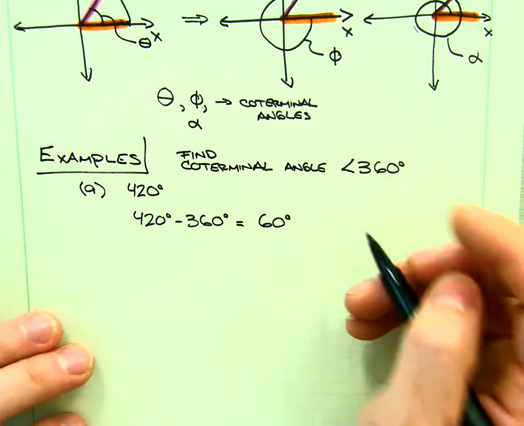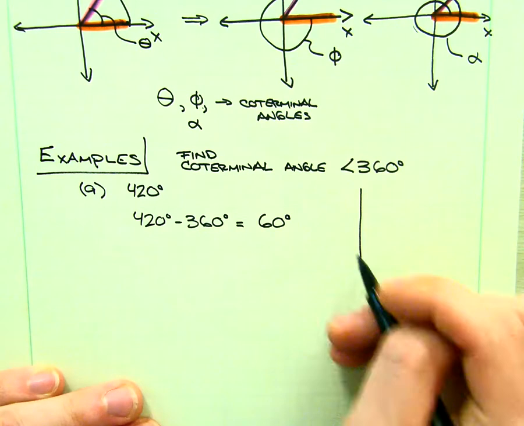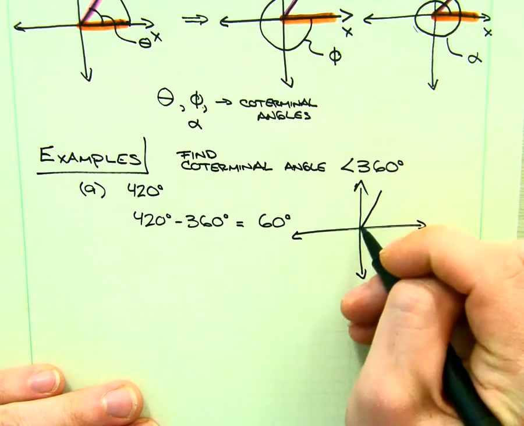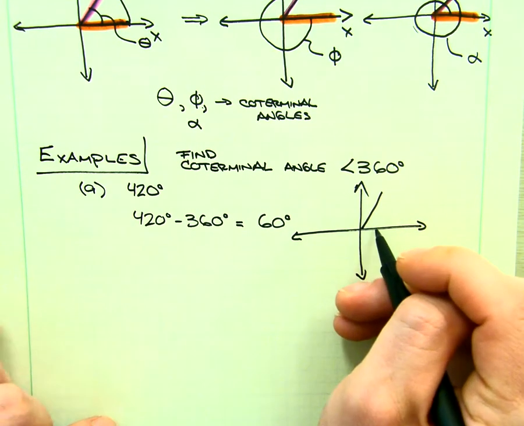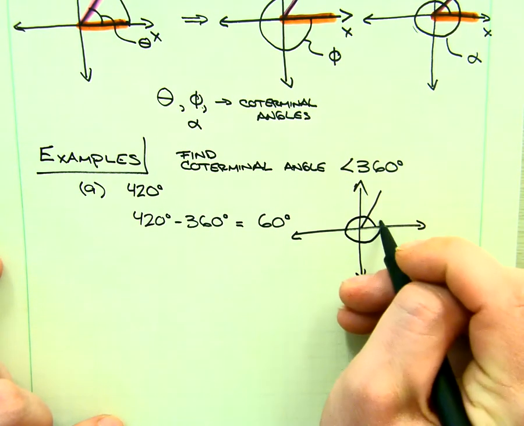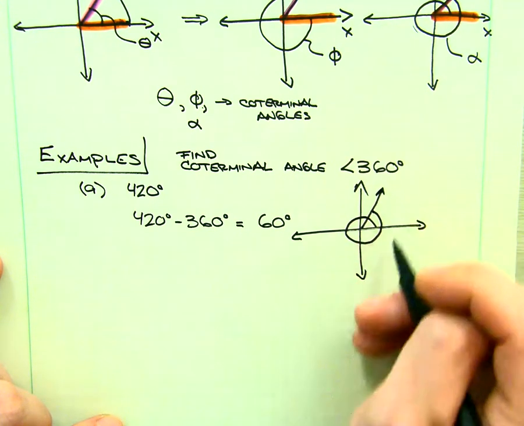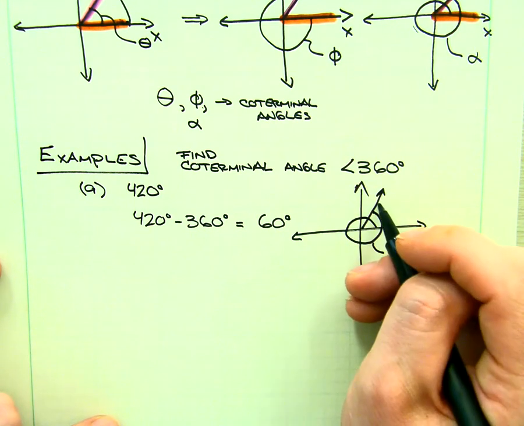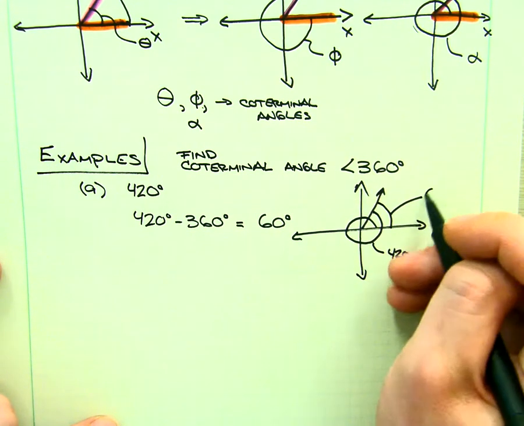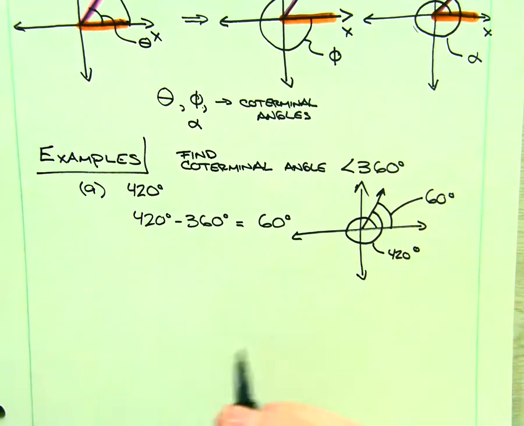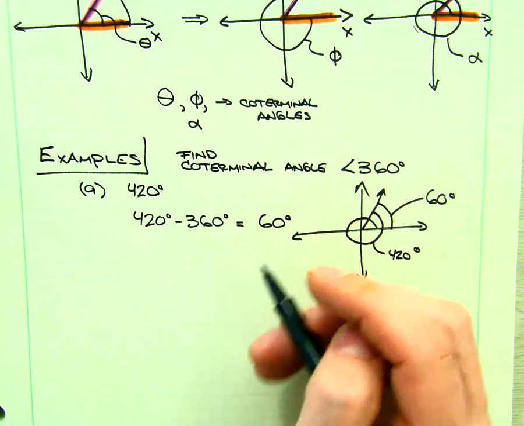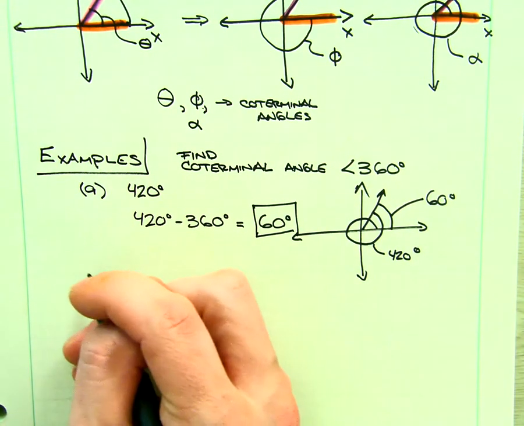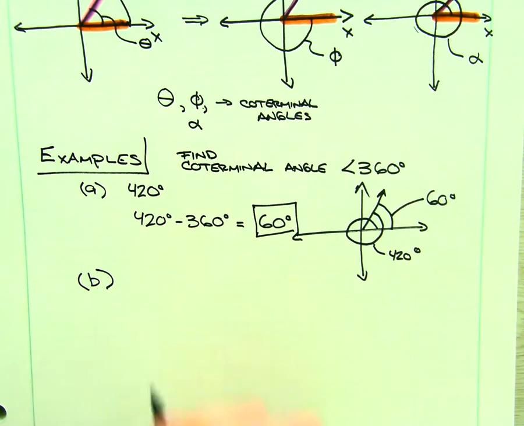So if I'm going to draw this out, starting with my standard coordinates as always, I'm going to draw out first 420 degrees. 420 degrees is going to look like that, right? It goes all the way around and then goes up 60. And then this one right here is going to be 60 degrees. So the coterminal angle, the 100% correct answer, would just be 60 degrees. 420 minus 360 is equal to 60. Not too hard. B. Let's jump in.